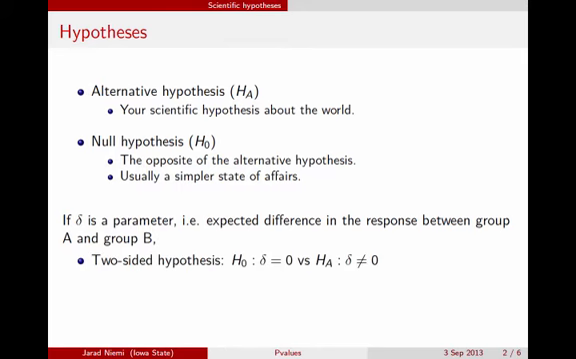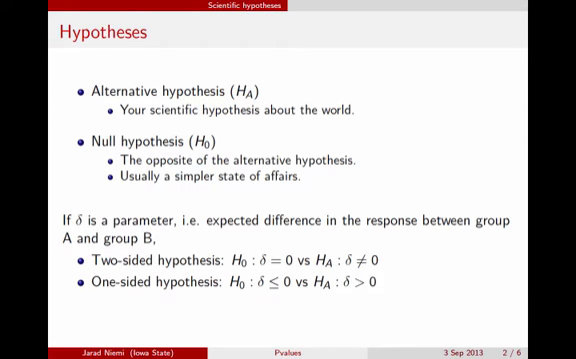A two-sided hypothesis might say that the null says we don't think there's any difference between these two groups in terms of the response, the expected difference. So we think that delta is 0. That's the null hypothesis, and the alternative hypothesis is saying, okay, well, we don't believe the world is that simple. We think there's actually some difference between these two groups, and so our alternative just says that the difference is not 0. That would be an example of a two-sided hypothesis.